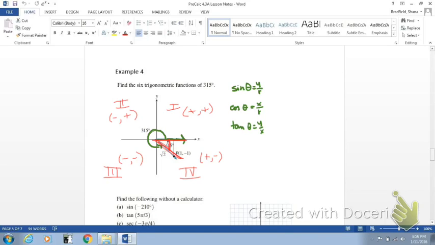Okay, so for sine, we're going to use our reference angles. And we know that the sine of 45 is the square root of 2 over 2. The cosine is square root of 2 over 2, and tangent is 1 for a 45-degree angle. We actually don't have 45. That was our reference. We actually have 315 degrees.